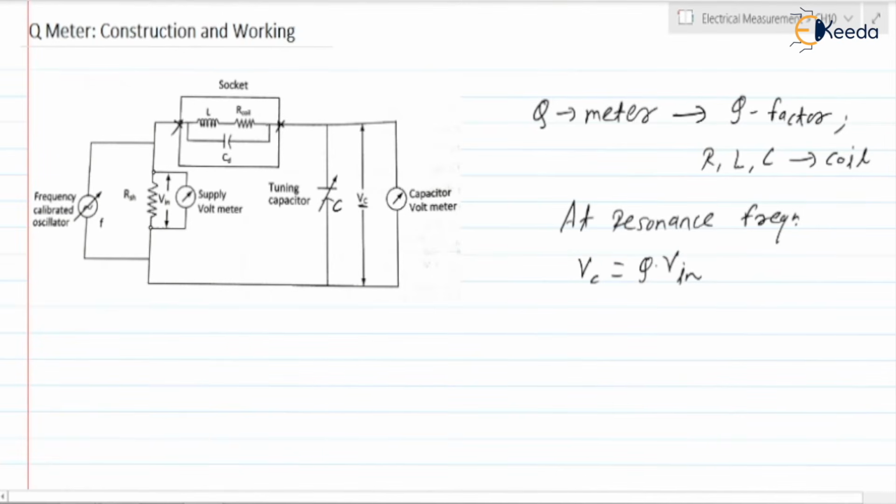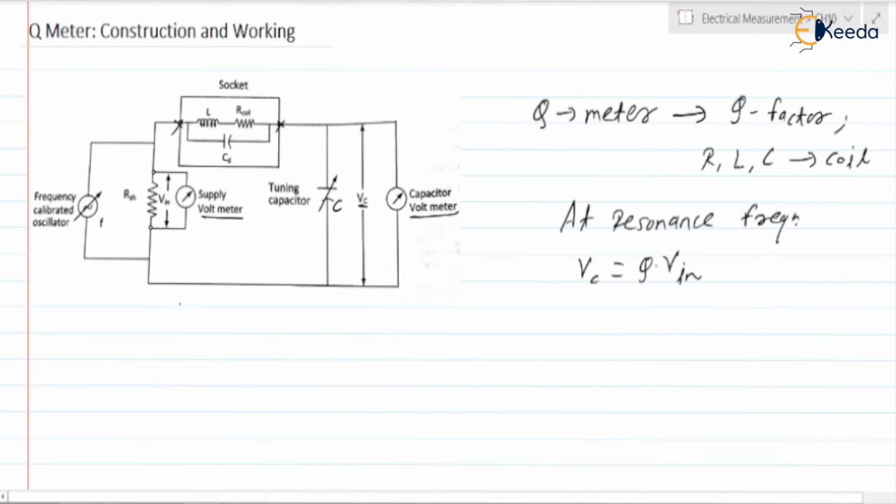Now we are going to discuss how it operates. For carrying out the measurement, we connect the unknown coil, and the circuit is tuned either by varying the frequency of the oscillator or by varying the capacitor. Next, we take the readings of the voltage across shunt resistance RSH as well as the voltage across the capacitor, that is, the readings of these two voltmeters. At resonance frequency, we know Vc is equal to Q into V in.